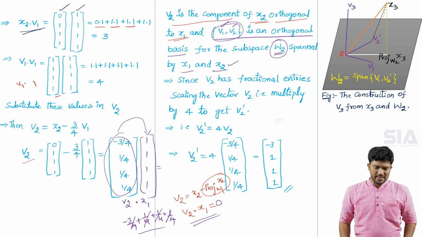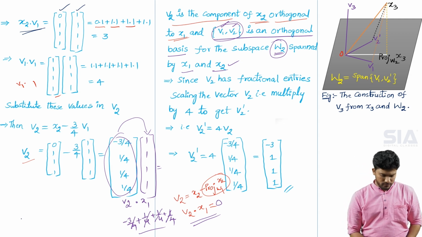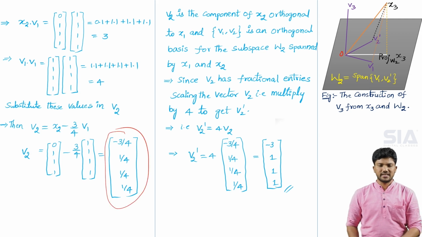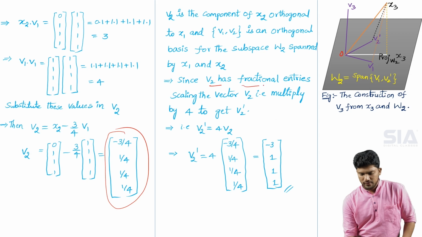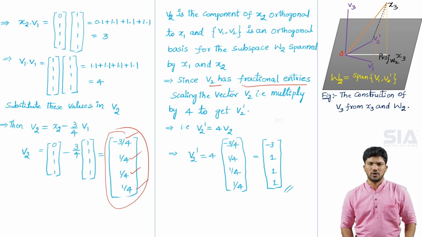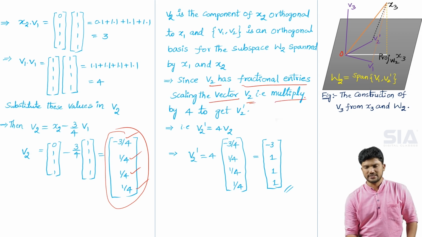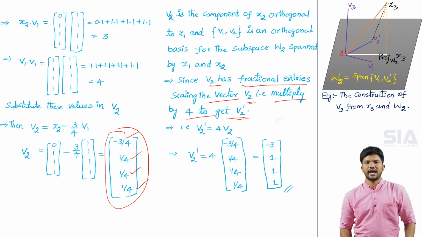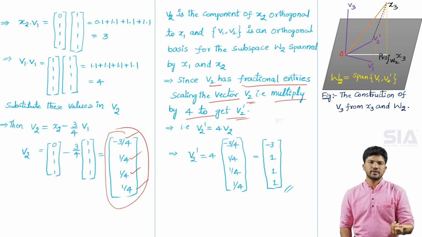That is the fact. Since V suffix 2 has fractional entries, you can observe clearly that the resultant vector V suffix 2 has fractional entries. Fractional entries means rational values: minus 3 by 4, 1 by 4, 1 by 4. These all are rational entries. So to avoid those rational entries, we scale the vector V2, that is, multiply it by 4 to get V2 dash.